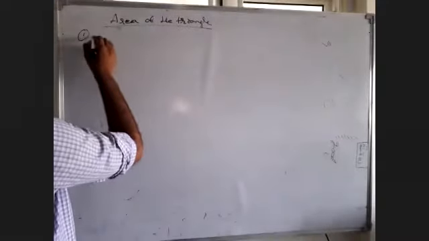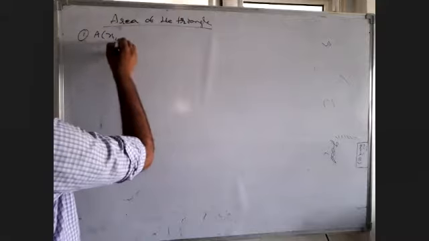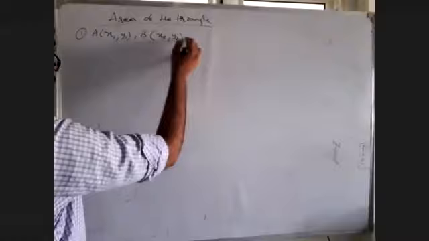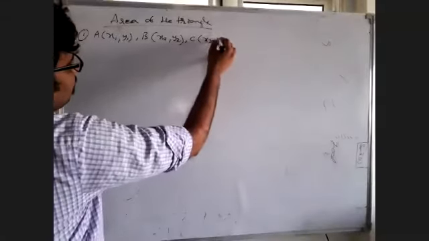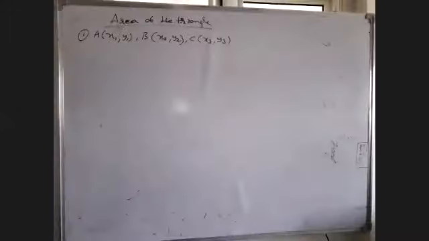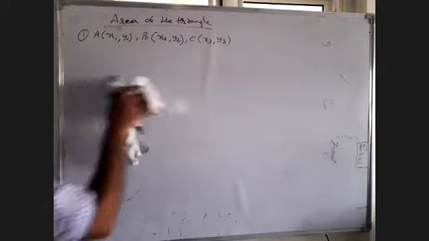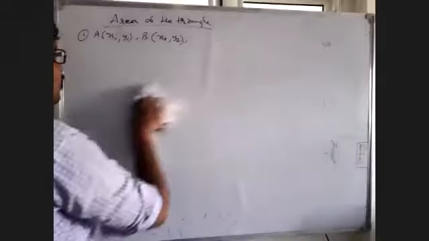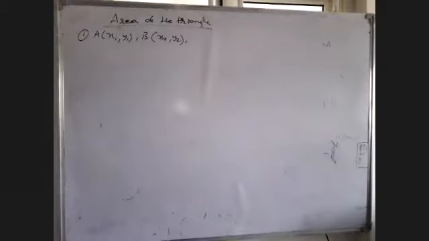So before that I am writing: A (x1, y1), B (x2, y2), C (x3, y3) are the vertices of the triangle. Then what is the area of the triangle? You know what is the area of the triangle? Half into base into height.